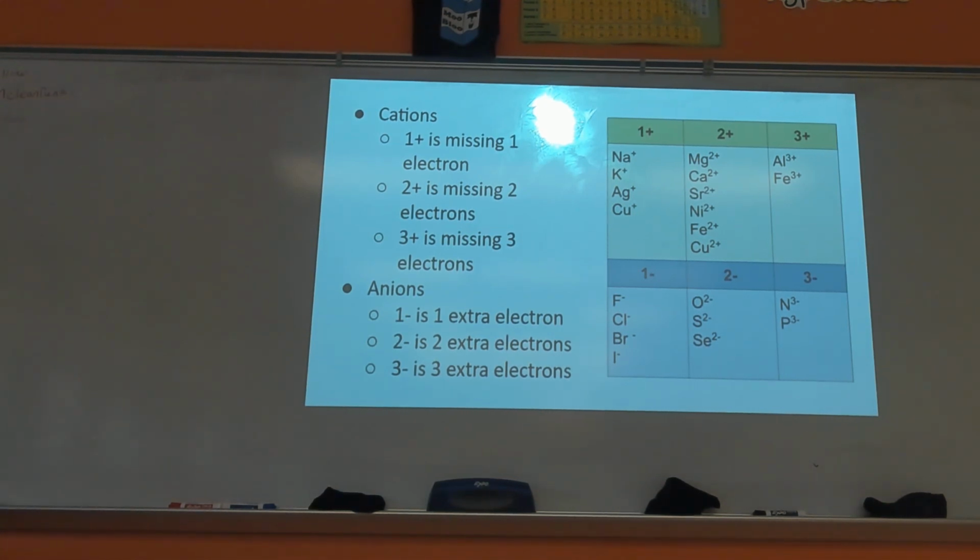Same idea with the anions. If you have 2 extra electrons, you would say S2- or S -2. Notice how you can no longer just say F-, because the minus only goes with the 1. That makes sense, right? Here you could say Na plus. You don't need to say the 1. But once you are missing 2 or 3, or you have 2 or 3 extra electrons, you have to include the 2 and the 3. See that? Questions so far?